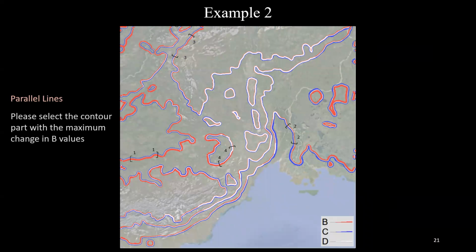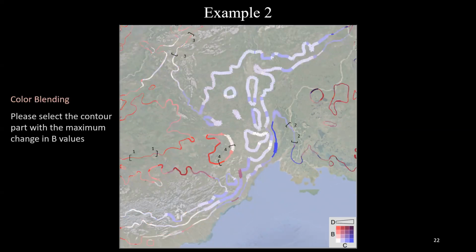Now, in the second example, we need to select the contour part with the maximum change in B values. In parallel lines, the question wants us to only consider the red lines and pick the one with the most changes in thickness. Well, we can easily eliminate 1 and 2 because they have constant thicknesses, but between 3 and 4, it might take more time for a user to detect the right answer. Now, if we go to color blending, it's easier to detect 4 as the right answer because it clearly shows more changes than 3. Therefore, color blending wins here.